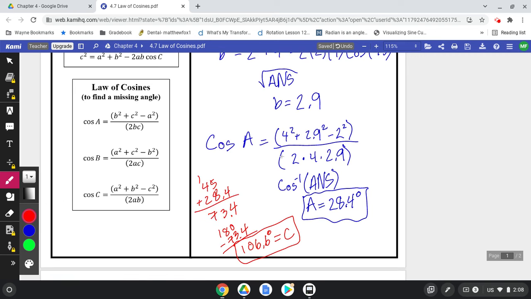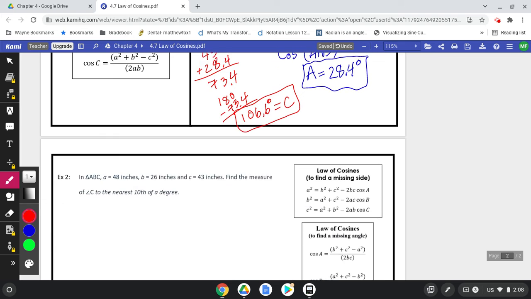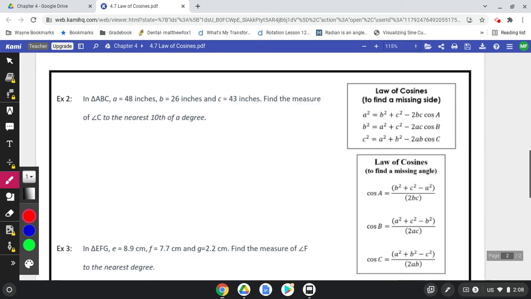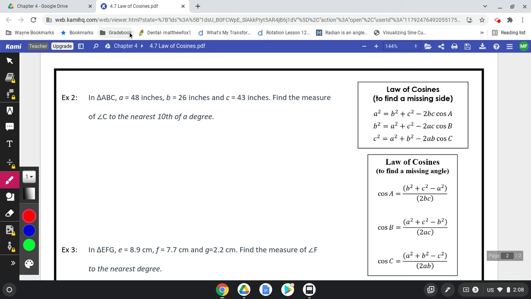Now, on to the next one. If we look at this next one, you'll notice we are given three sides. It says 48 inches, 26 inches, 43 inches. So three sides. Now we could draw a picture if we wanted, but there's really no reason because we have all the information right here. Now, if we look, which of these are we going to use? We are finding a missing angle. So we need to use this formula. We are finding C, so we'll use the bottom one.